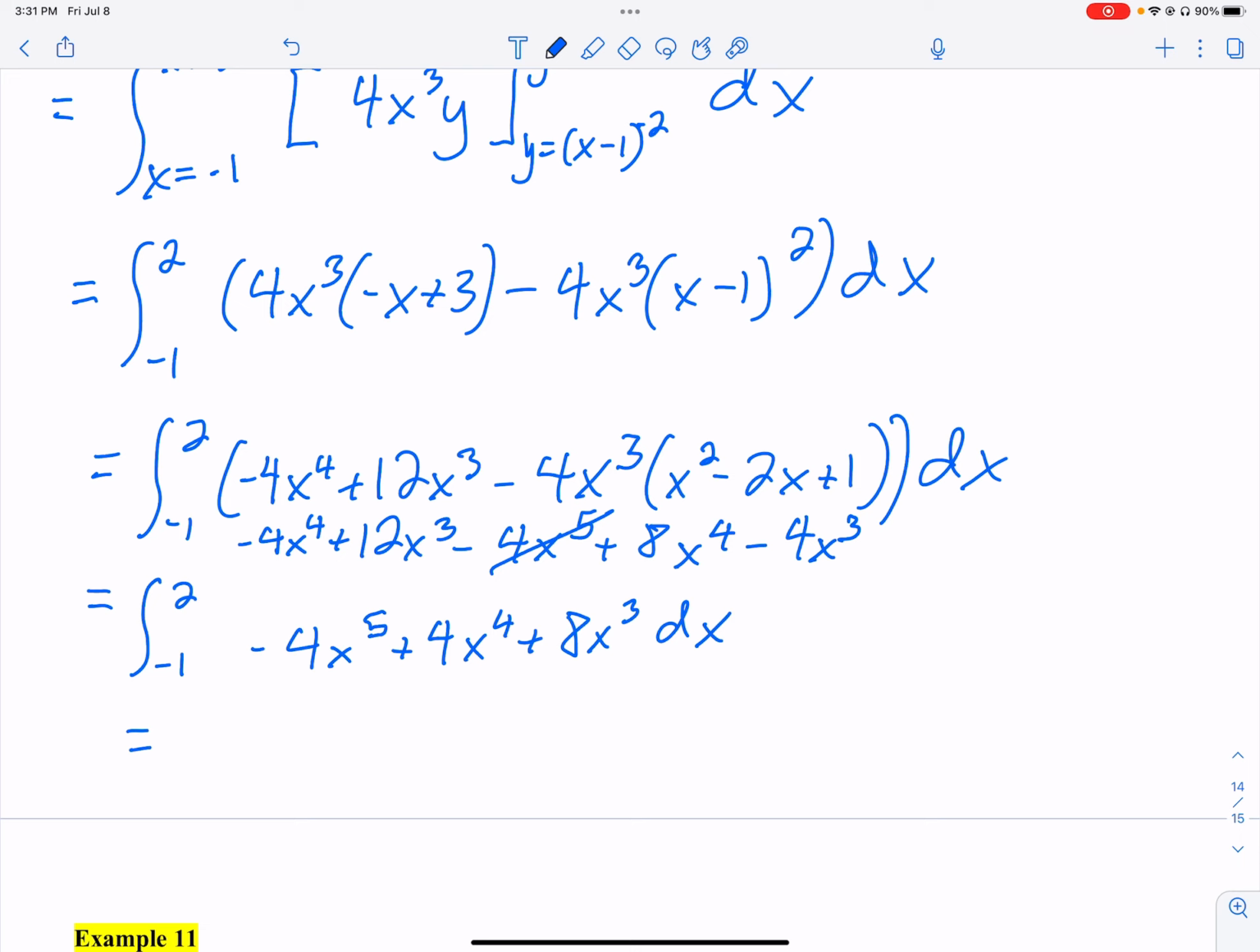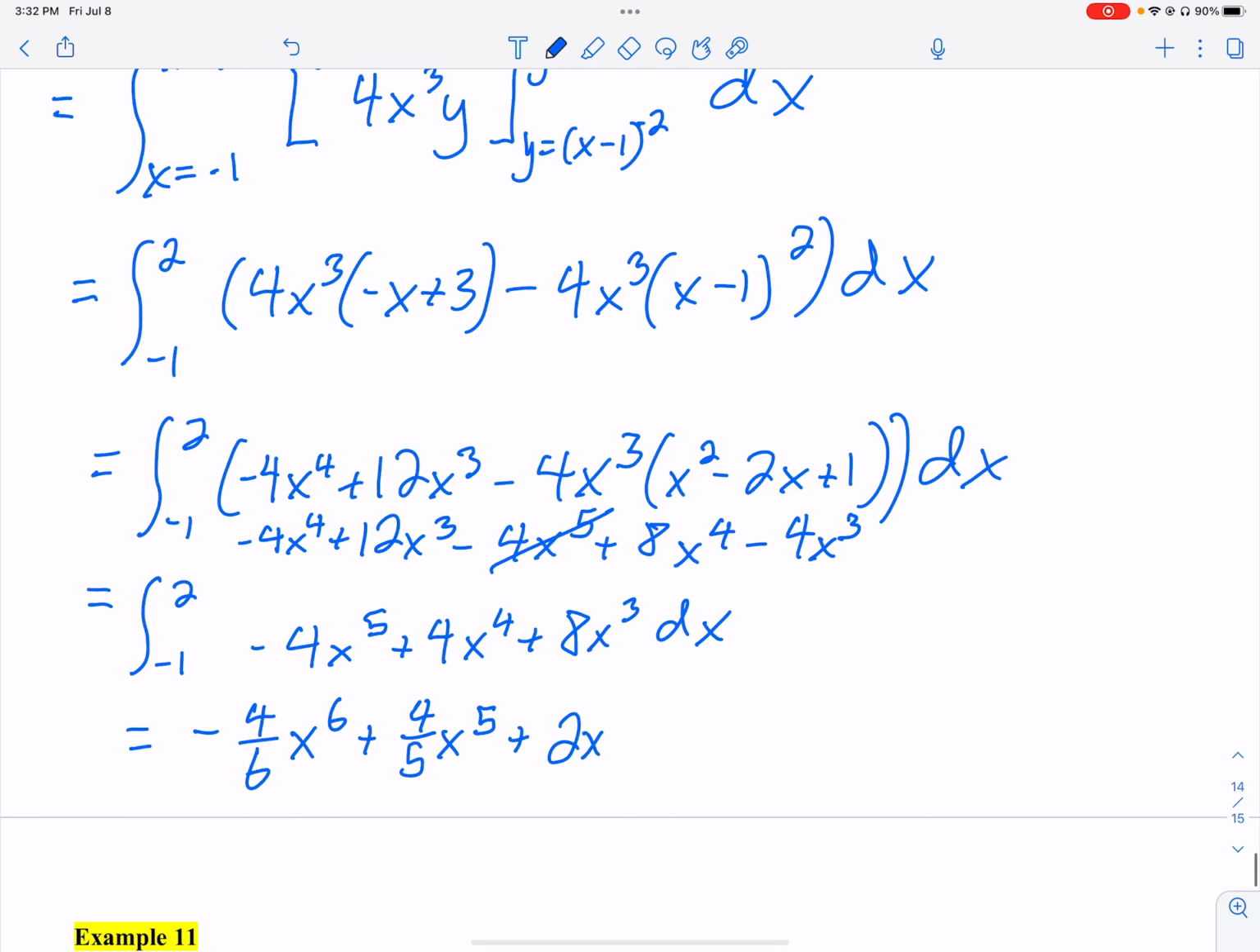Okay, so from here now, we get to take our integral, and we get negative 4 over, remember, we go up by 1, x to the sixth, and divide by our new one, plus 4/5 x to the fifth, right? And then plus, okay, we go up by 1, we get 2x to the fourth, and then we're running this from negative 1 to 2. This is going to work out to 72 over 5.